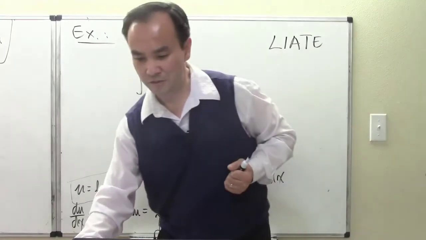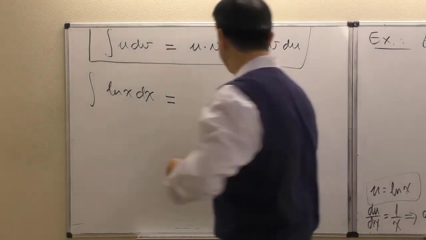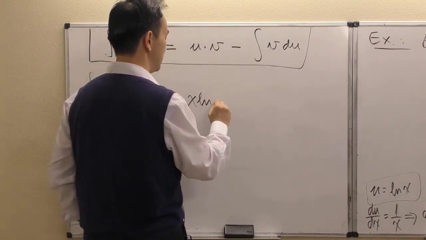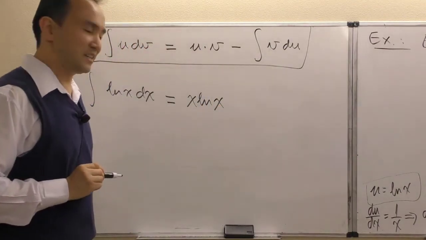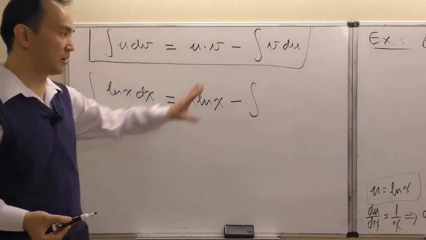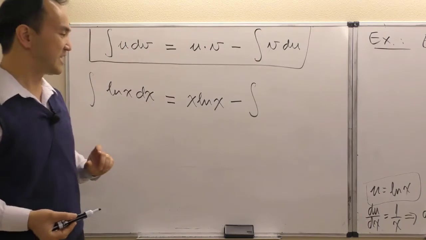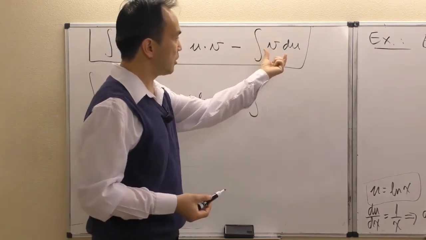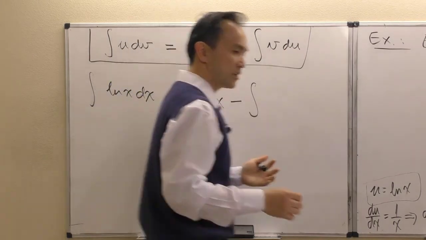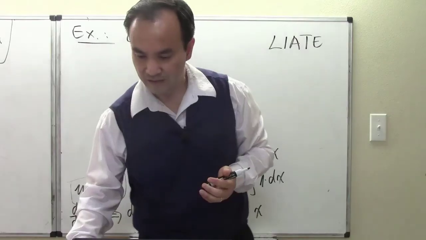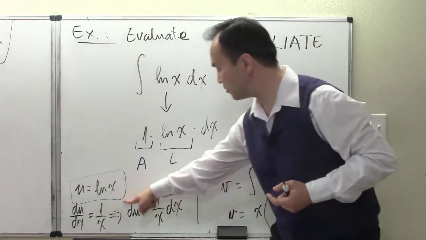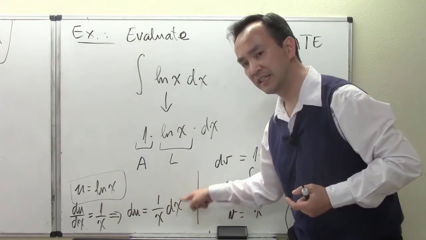Now when we're putting that in, we're looking at x times the natural log of x. And then I'm about to produce that extra integral according to the formula for integration by parts. This extra integral has the form of v du, v times du. Remind ourselves, v was x, but du was that 1 over x dx.